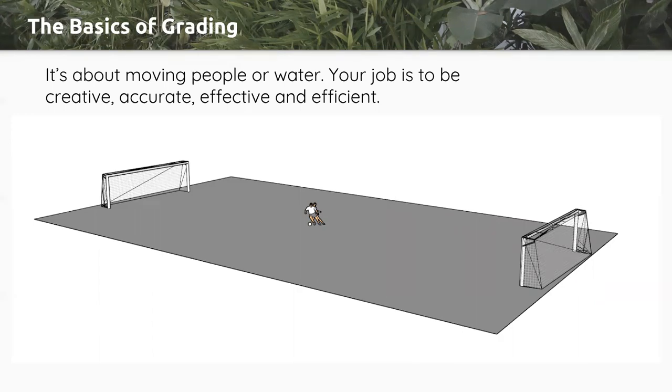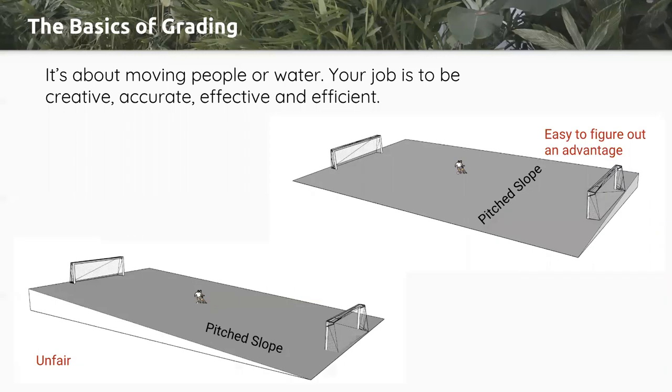So here we have a great example, just a soccer field. This is flat, obviously it's not going to drain. You're going to have water pooling. It's great for the players, but not great for water. So you have some options that you can start trying. You can do a pitch slope. So pitch is that word that we talked about at the beginning.